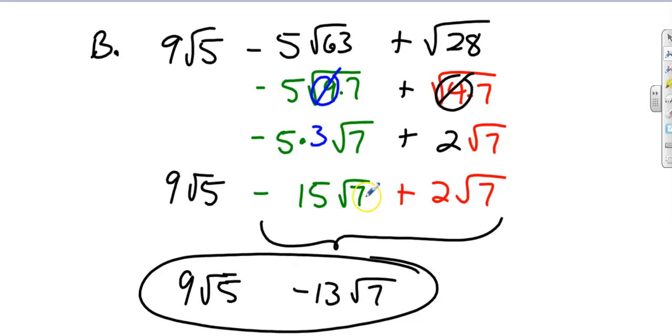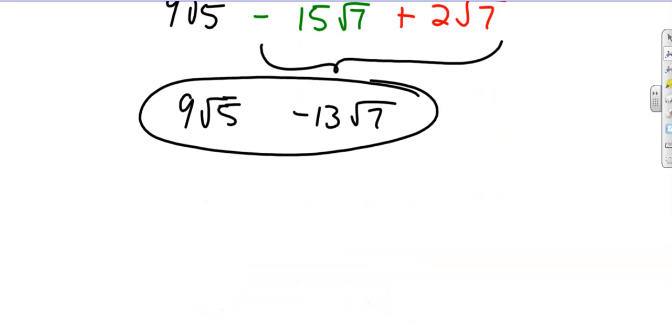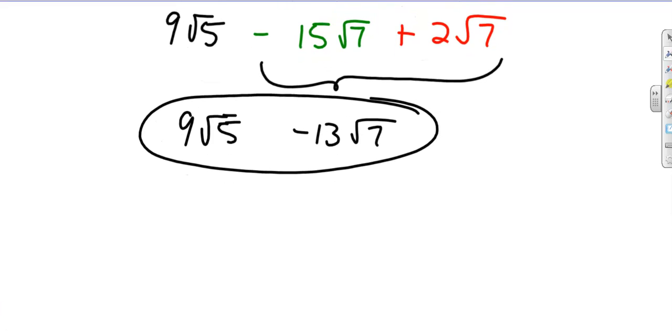So again, if they're the same radicands, you can add them together. If they're different radicands, you cannot add them together when it comes down to it. There's a radicand and a radicand.